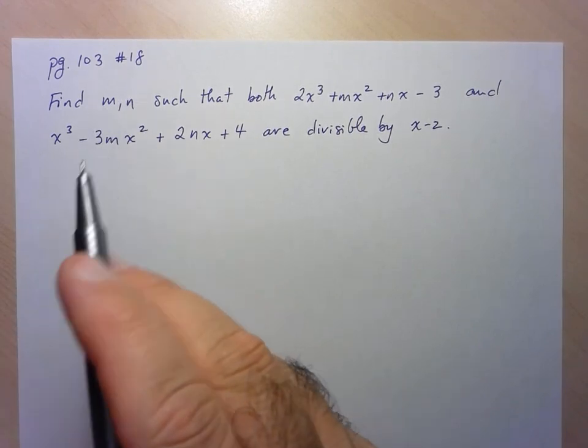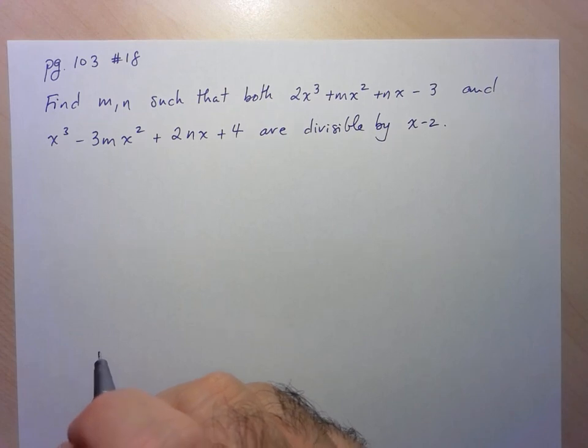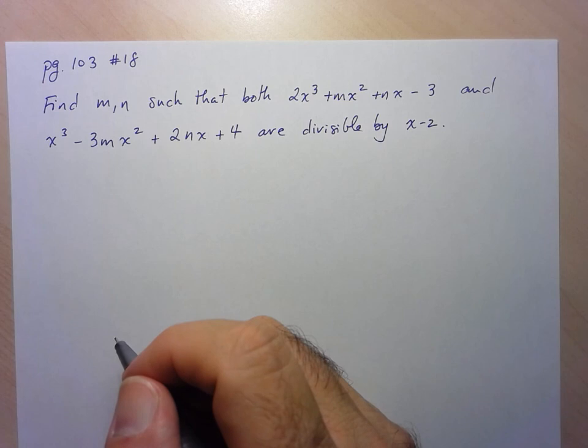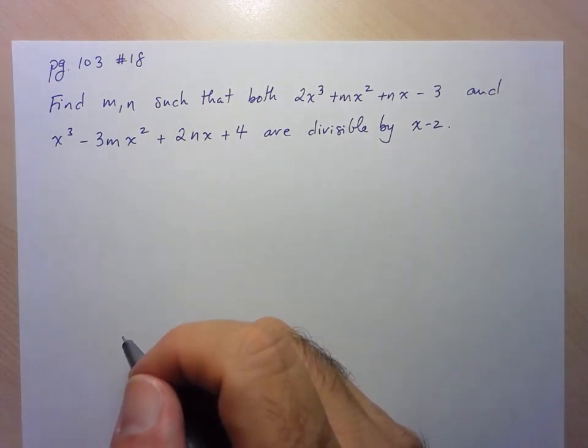Okay, so even before I start thinking about how to solve this problem, the fact that I'm looking for two variables should be giving you a sense that we might have to solve a system of equations here, because normally that's how we solve for two variables: we need two equations, hopefully two linear equations, to solve for that.